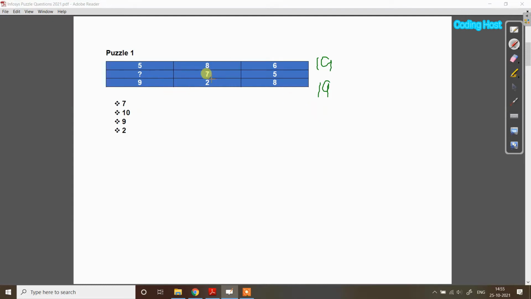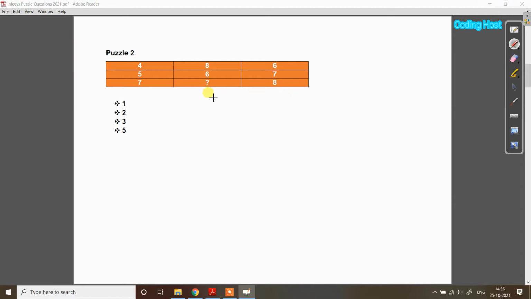Now here you can see that 7 plus 5 is 12. So we get 12, and how much do we have to add to this 12 to get 19? So 7. So 12 plus 7 is equal to 19. So 7 is the right answer. Now we have a second question.